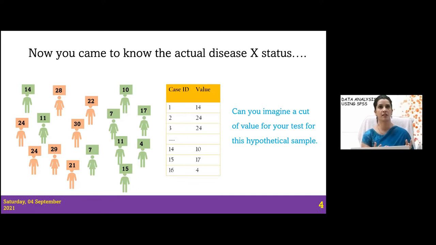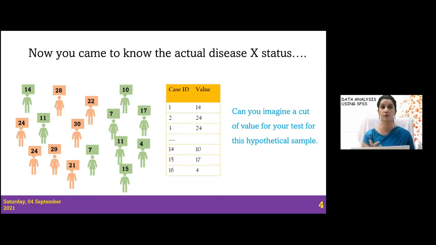Ashish is writing seven. Seven would not be the cutoff, because seven is green. So he will be a healthy person, and we know the actual status also. So we can say that a person who has seven, less than 20, is healthy. So my question is, you know the actual disease status and then you have applied that new test. And on that new test, can you say about the value of the new test?